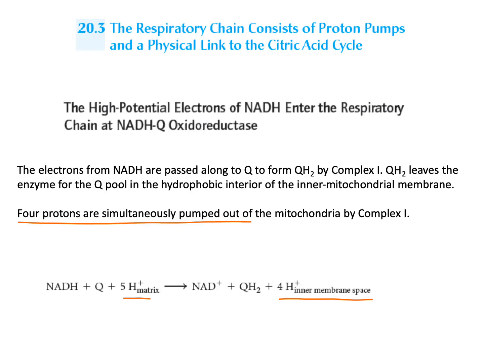Let's look at the beginning of the electron transport chain. The high potential electrons of NADH enter the respiratory chain at NADH-Q oxidoreductase. The electrons from NADH are passed along to Q to form QH2 by complex 1. QH2 leaves the enzyme for the Q pool in the hydrophobic interior of the inner mitochondrial membrane. 4 protons are simultaneously pumped out of the mitochondria by complex 1.